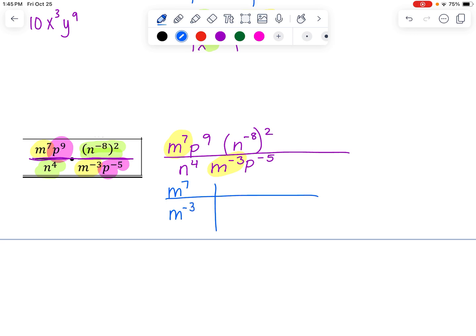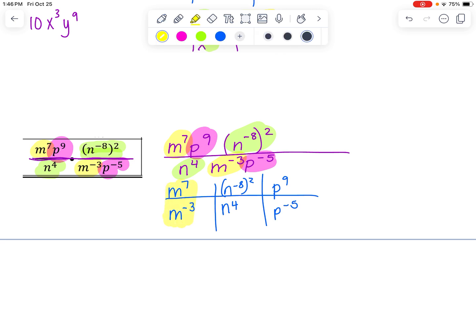Then I'm going to go to the n's and find where my n terms are. So I have n to the negative 8th power squared and n to the 4th. And then last I have the p terms. So p to the 9th is in the numerator, p to the negative 5th power is in the denominator. So now I'm just going to focus one-on-one on each term.